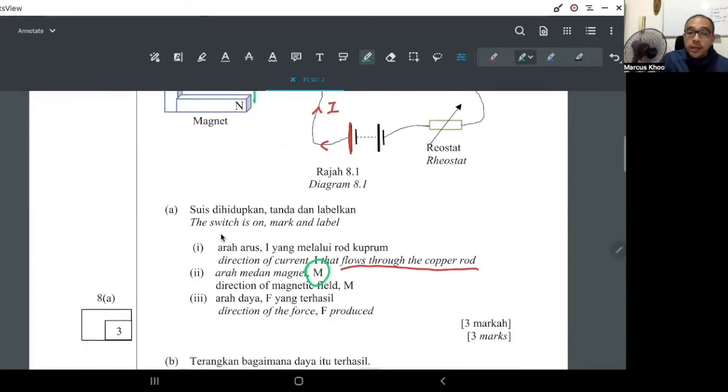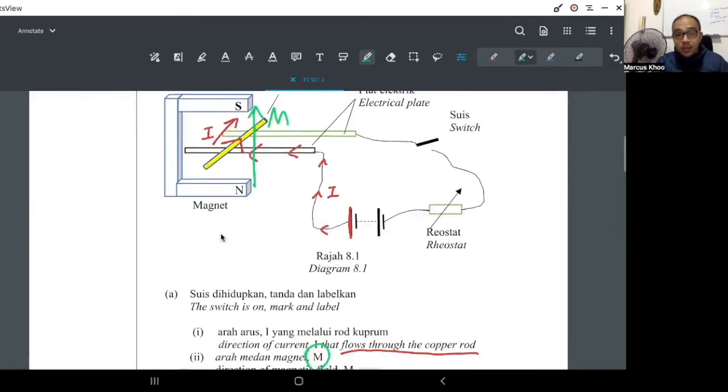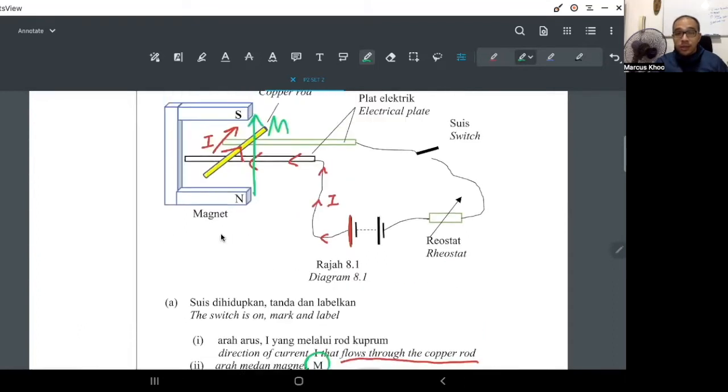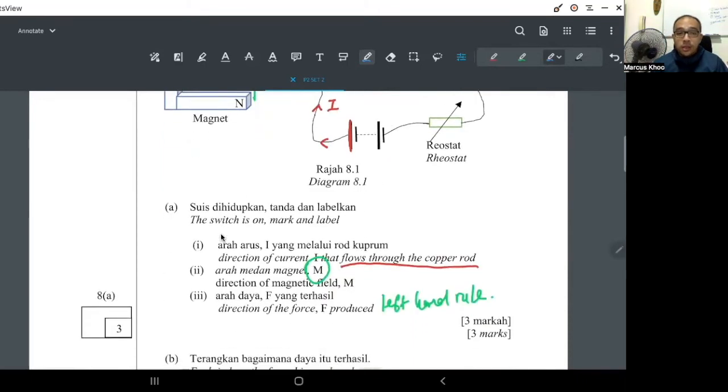Okay. So finally, the direction of the force produced. Is it going to go to the left or to the right? This one, you will have to use Fleming's left-hand rule to determine this. So when you do this, the current is going inside. North to south is over here. So you're going to find that the object is going to move to the right. So the force is this way. The object is going to move to the right.